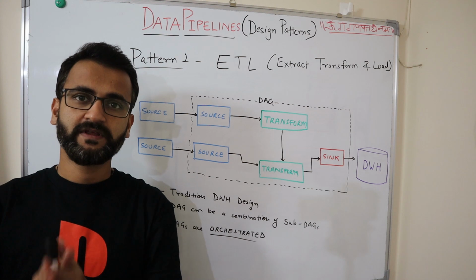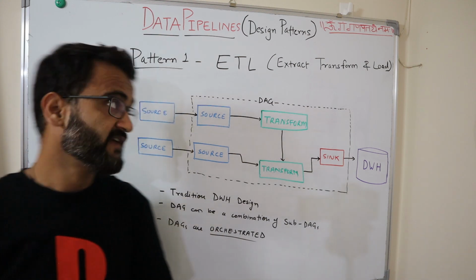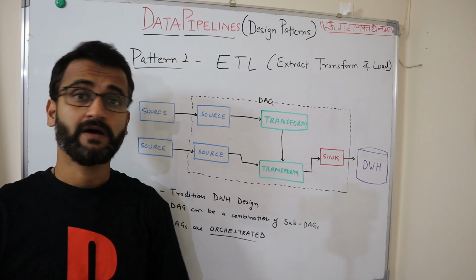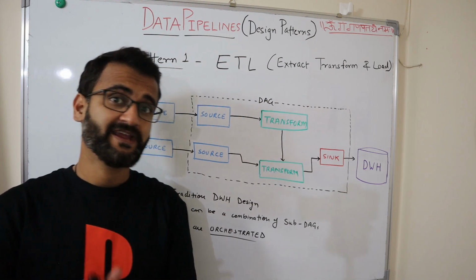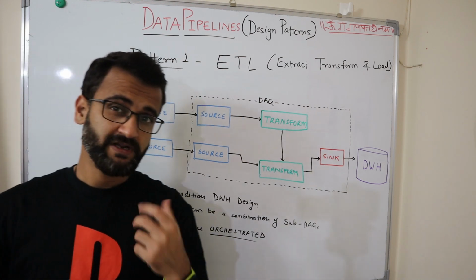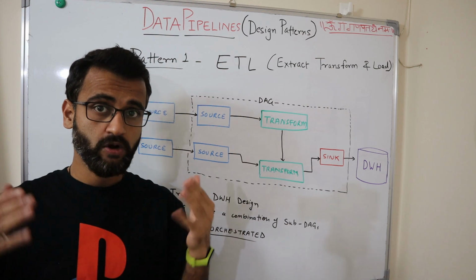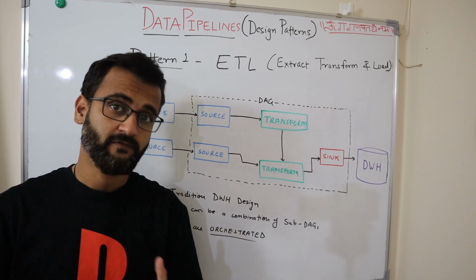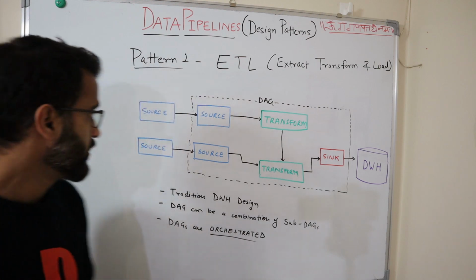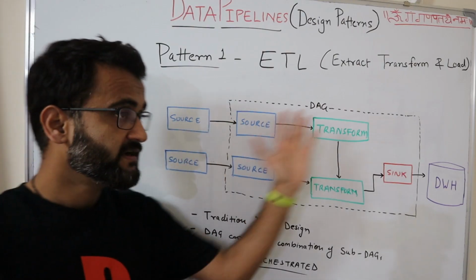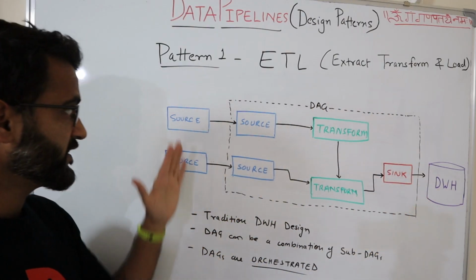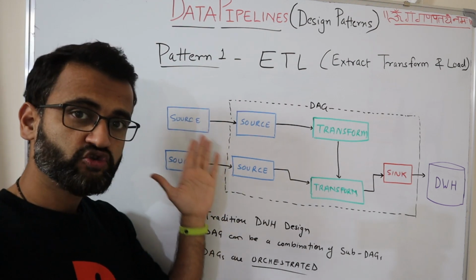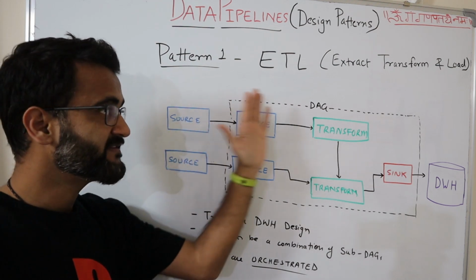So let's start with our very first design pattern, which is the ETL, extract, transform and load pattern. A very traditional pattern. We have discussed it on numerous occasions, but let's go a little deeper and understand how it correlates with a directed acyclic graph or DAG design. As you can see, I have created this design pattern wherein on the left we have the source in blue, and then this particular source is directly mapped inside this DAG.